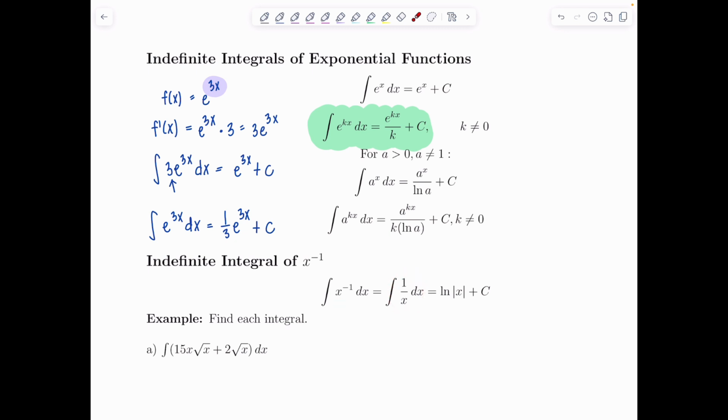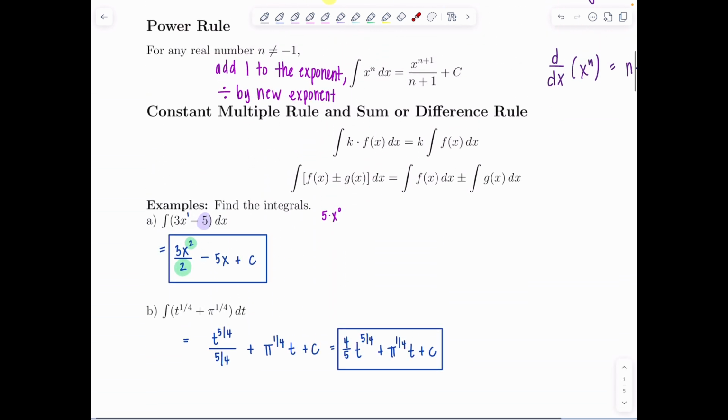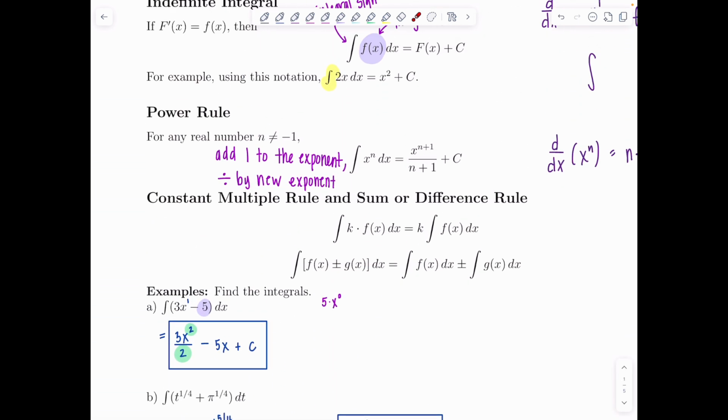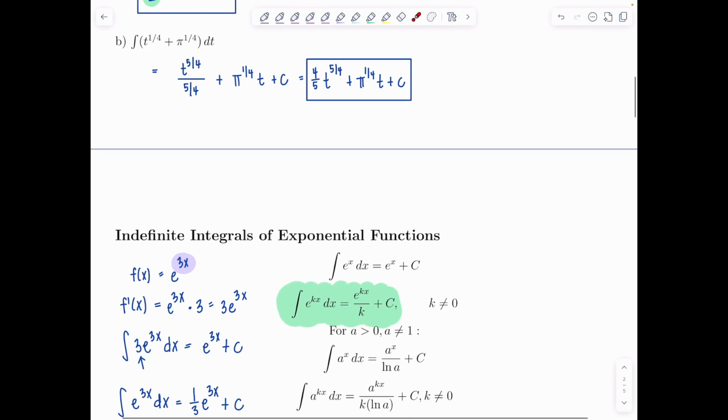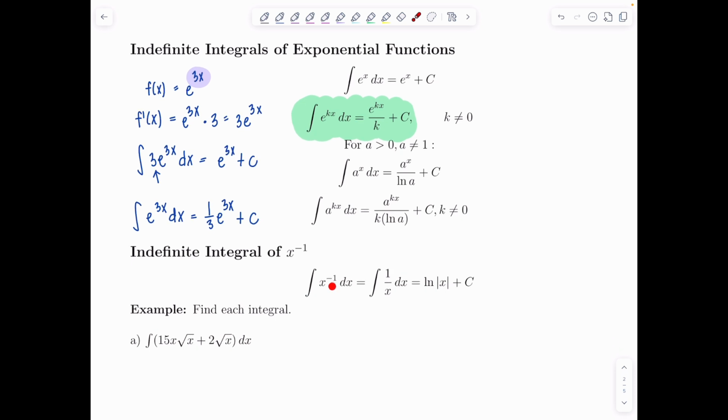Okay? And then last but not least, if you have the antiderivative of 1 over x, or x to the negative first, then it's natural log absolute value of x plus c. So remember, our power rule does not work here because the power rule tells us we add 1 to the exponent, divide by the new exponent. That would be problematic here. If you add 1 to the exponent, you get 0, and we can't divide by 0, it's undefined.